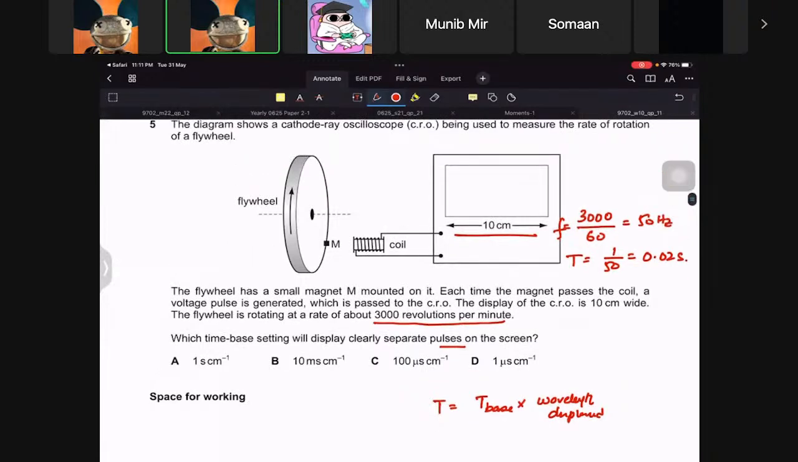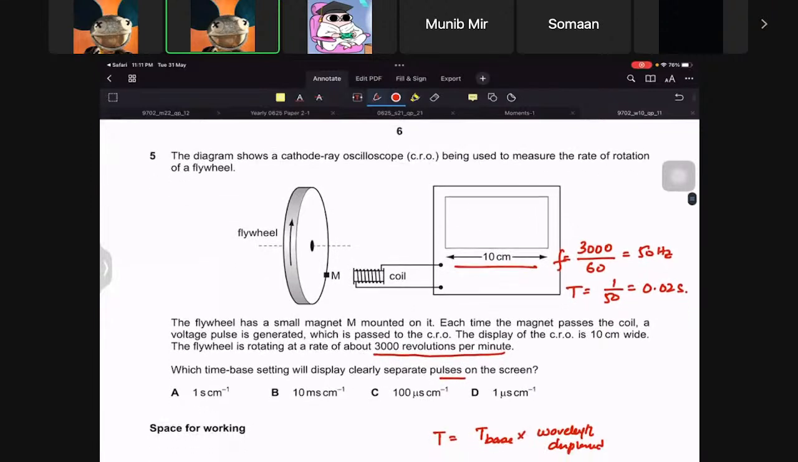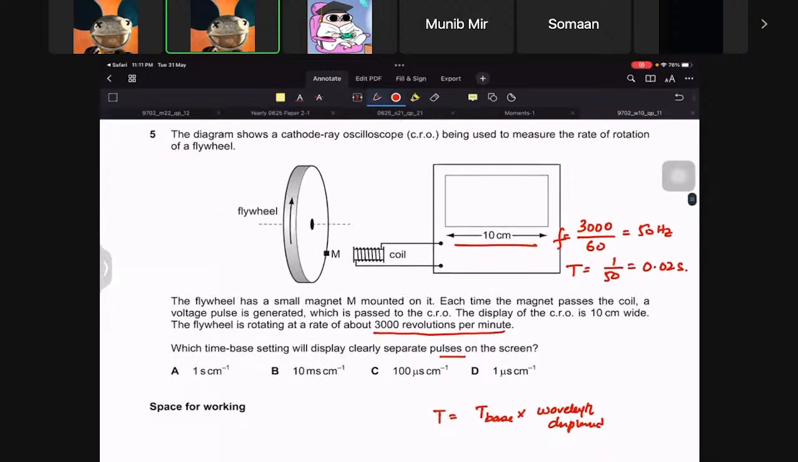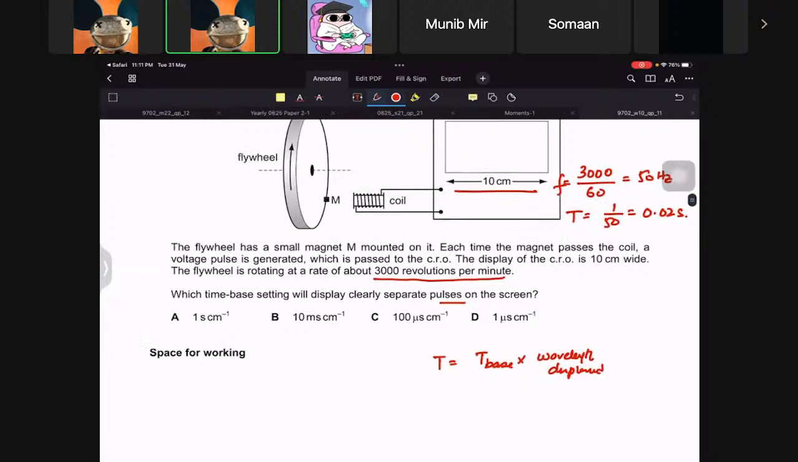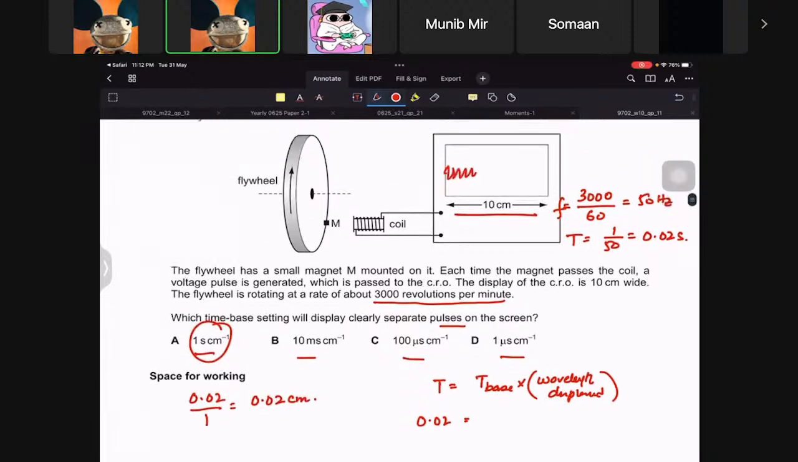1 microsecond, let's try to do that as well. 1 times 10 raised to power minus 6. So 0.02 divided by 10 raised to power minus 6. That is like 20,000 centimeter, which is also not the correct answer. That's wrong. The only answer that makes sense is B, because it will be clearly displayed. These are too large, this is too small, like that.